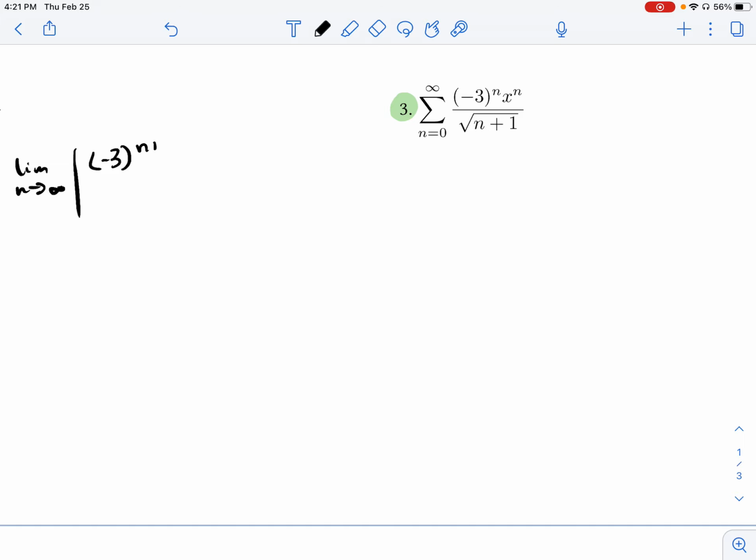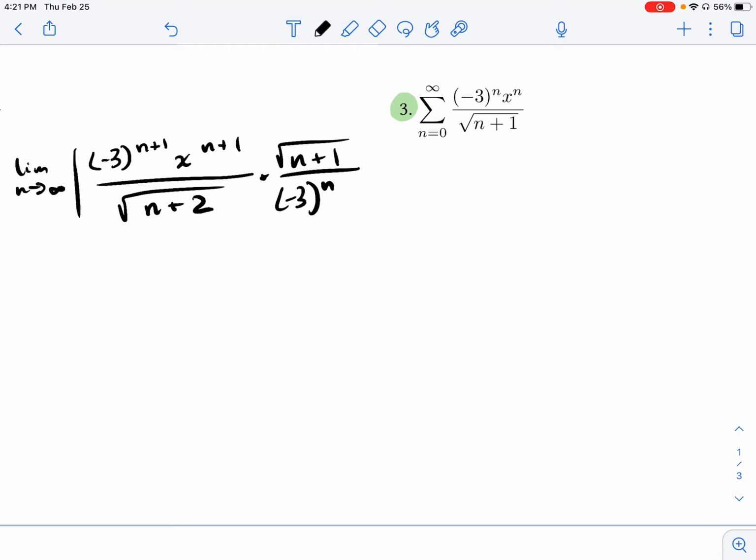(-3)^(n+1) times x^(n+1). Again, I'm writing the n plus 1 term. So this would be then, if I add n plus 1 in for my n, that gives me n plus 2 times root n plus 1. And again, just like I talked about before, I'm just going ahead and dividing, which means I'm multiplying by the reciprocal. Okay?